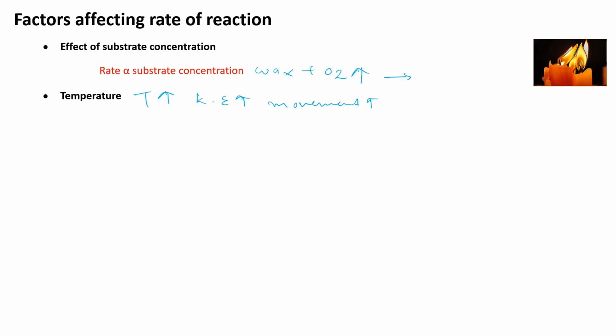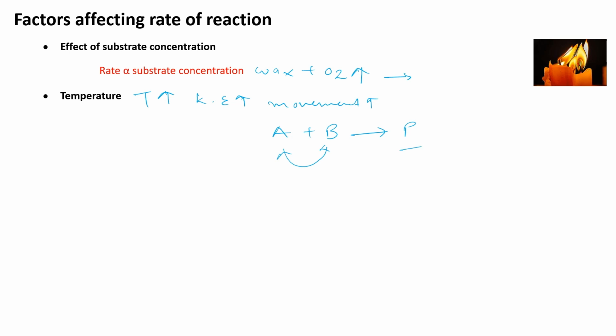The movement of the substrates will become more. So if the substrates move more or interact more, then they can convert into product more. For example, if we take two reactants giving a product, the more these two interact, the more they will convert into a product.